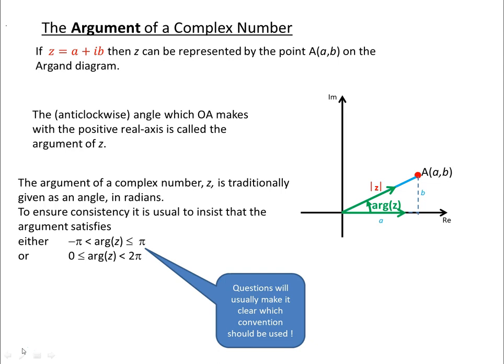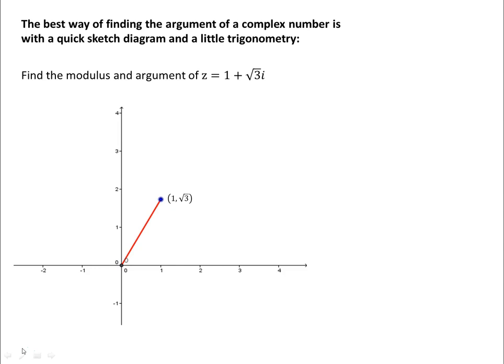So we'll now move on and we'll try and work out the modulus and the argument of some complex numbers. The modulus is easy, it's just a question of working out the square root of a squared plus b squared. The argument is a little bit trickier, and the best thing you can do with the argument is always to draw a quick sketch diagram and then use a little bit of trigonometry. So for the modulus and argument of 1 plus root 3i, the modulus is nice and straightforward. It's simply the square root of 1 squared plus root 3 squared. So that gives us 2.